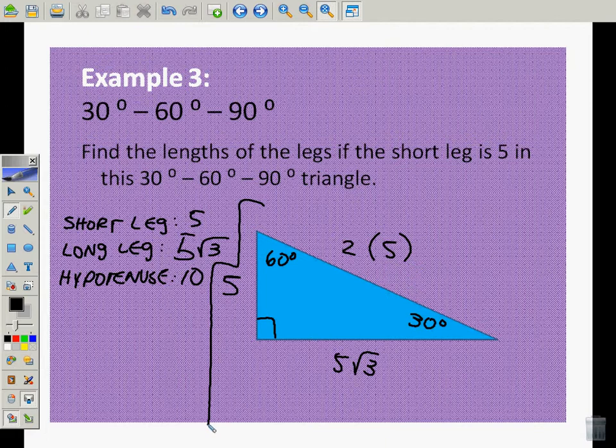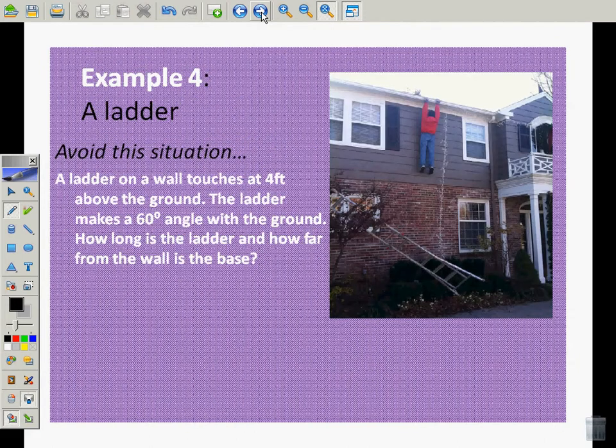Okay, second type of special right triangle is coming up after this. In this example, I want you to see what you can do with this example, because there's a ladder leaning up against the house, or in this case, it's not leaning up against the house anymore, but they give you the parameters. We will talk about that tomorrow in class.